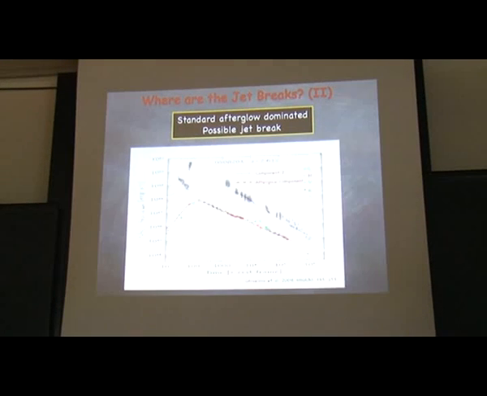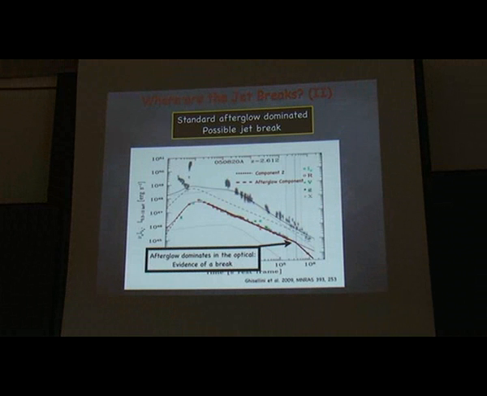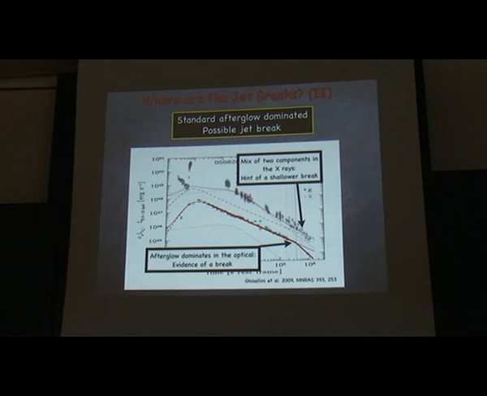When instead the light curve is dominated by the standard afterglow, we expect a possible jet break. For example, here the optical is dominated by the standard afterglow and we do see the break. In the X-ray it is much more complex because here it's dominated by component 2. Now the standard afterglow becomes dominant. We can see a hint of the presence of a break, but there is some residual flux due to component 2 that is making the break a little bit shallower than what we expect.